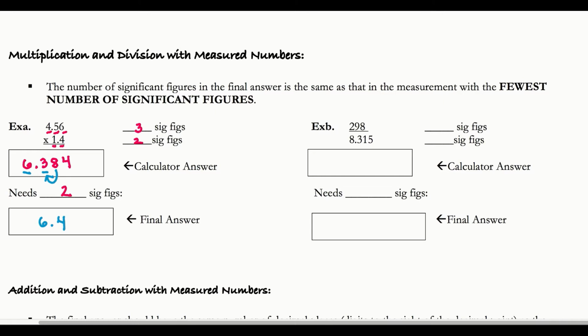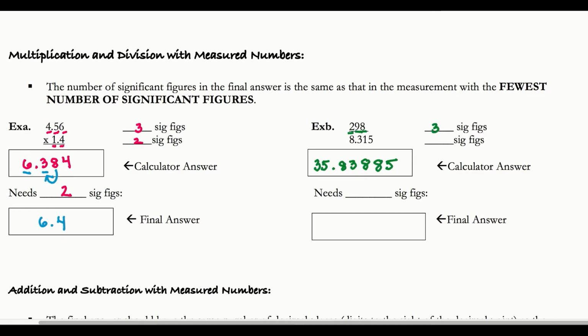Let's look at another example. 298 divided by 8.315. So I plug that into my calculator, and the unrounded answer I get, I'm obviously going to round a little bit in the interest of time, is 35.83885. That is my unrounded calculator answer. Now, 298, there's not a decimal present, so I'm going to be counting from right to left. 8 is my first significant digit, so it's going to be 1, 2, 3 sig figs for 298.